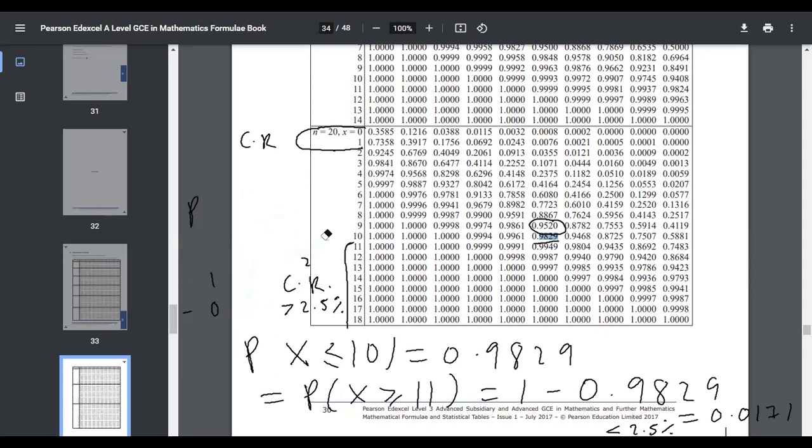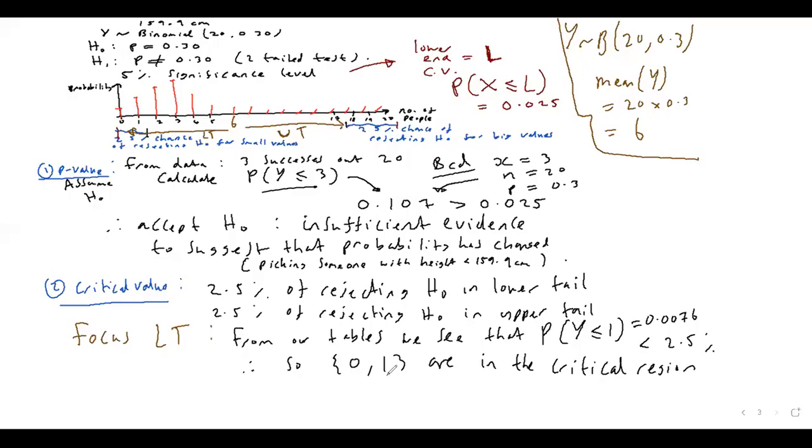So basically, using our tables, our critical region, the number of successes such that we would reject H0, is 0, definitely 1, 11, 12, 13, 14, 15, 16, 17, 18, and obviously 19 and 20 as well. Okay, so using this, we know that 0 and 1 are in the critical region from tables.